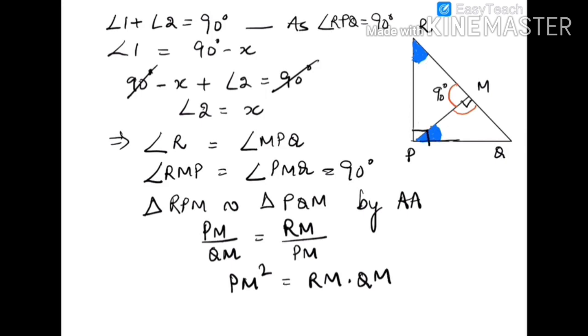So when we have a figure like this, in which we have a right triangle and a perpendicular is drawn from the vertex of the right angle to the hypotenuse, then these two triangles are similar, and the corresponding angles are going to be as shown in the figure. And we can mark the third pair of corresponding angles in these two triangles, which is going to be angle RPM equal to angle MQP.